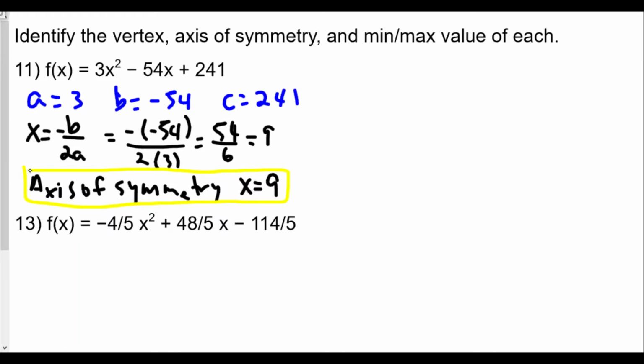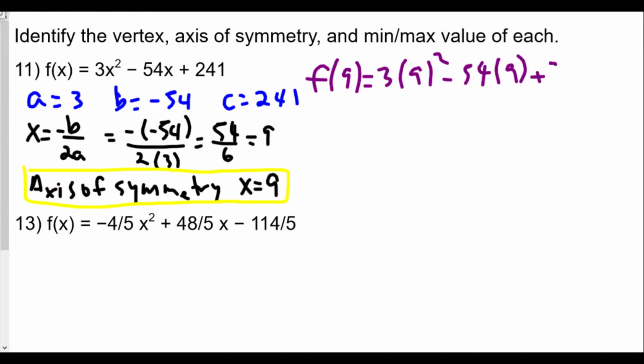Now, to find the vertex, we're just going to plug that 9 value into f. So we'll do f of 9 equals 3 times 9 squared minus 54 times 9 plus 241. Now you're probably saying, can I use my calculator for that? Most definitely we can use a calculator. So I'm going to pull up a calculator and do this, and it'll be helpful for the next one too.